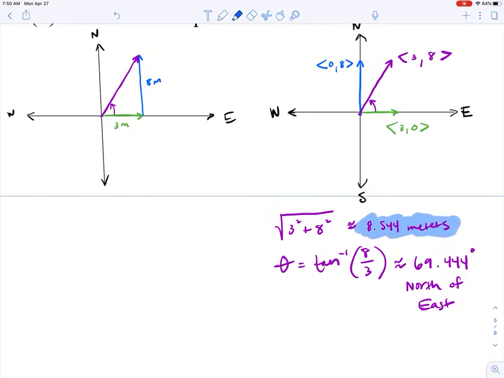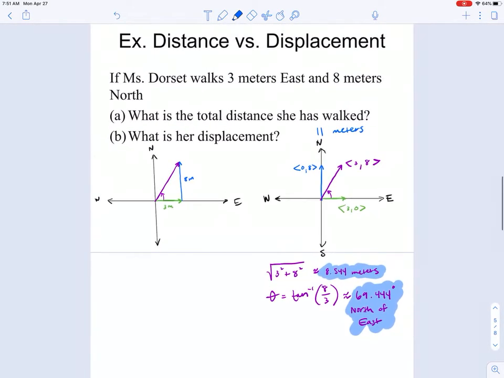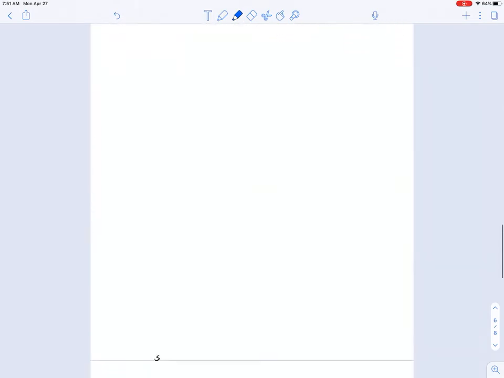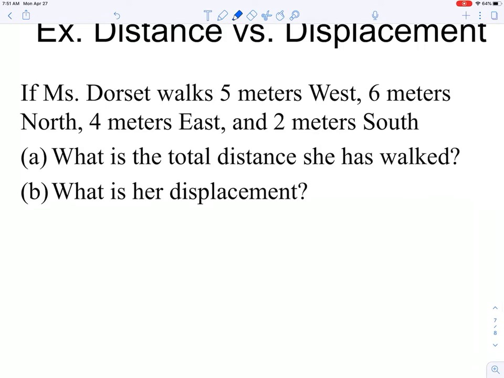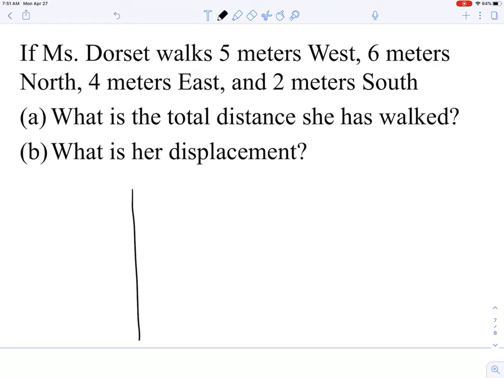Okay, so the magnitude of the displacement would be approximately 8.544 meters, and the direction to describe the displacement would be approximately 69.444 degrees north of east. Okay, so let's map this out in our picture.